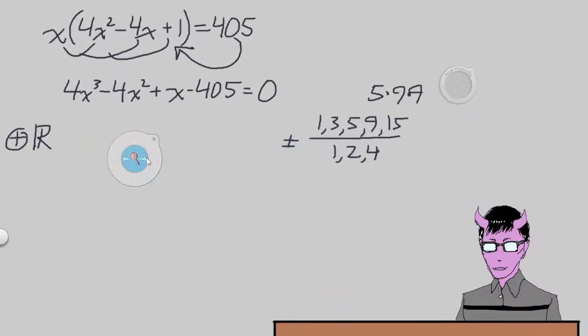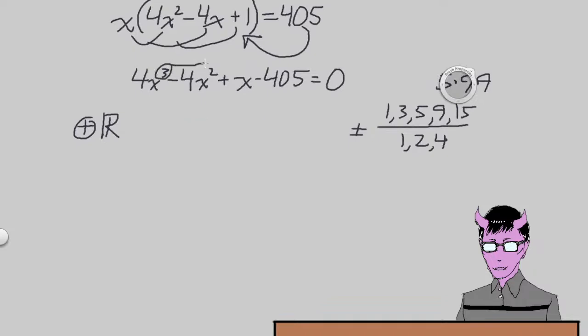Alright. So 3, 2, 1, 0. All terms are present and accounted for. So we'll populate the synthetic division chart. Algorithm.